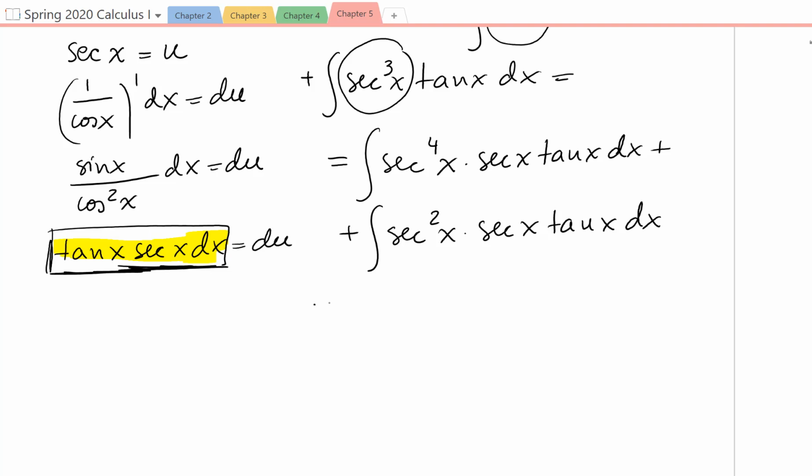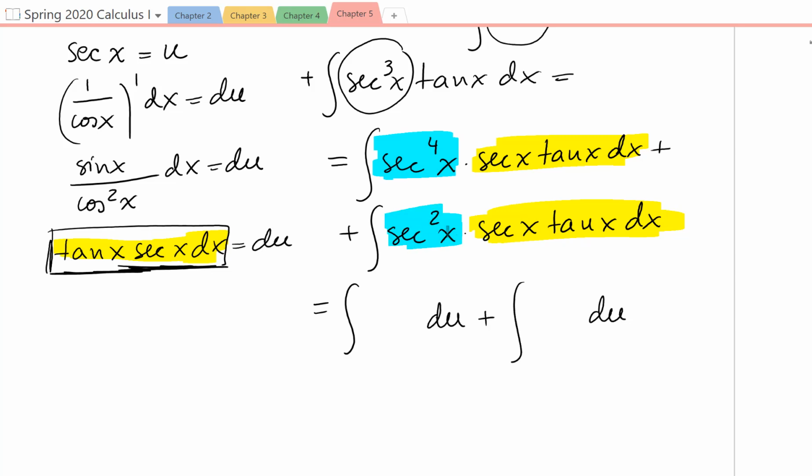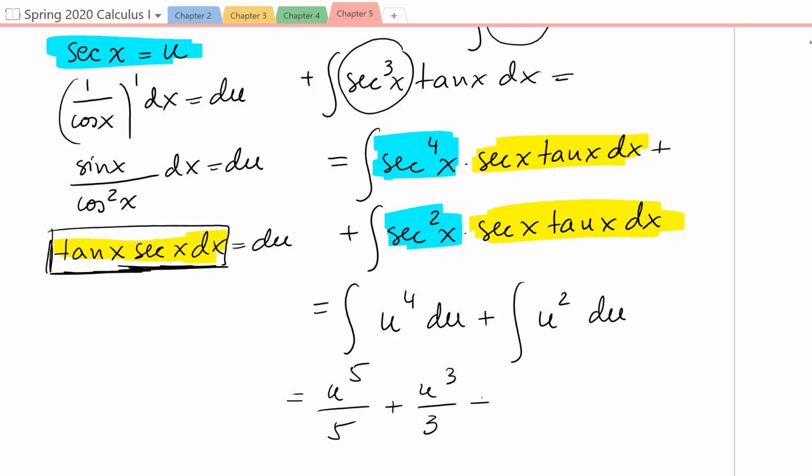So the first one gives us this piece here that I highlighted on both of them. I can just replace it with du, right, on both integrals. Now the question is, what is this one? Secant to the fourth, secant to the second. Well, we use the substitution secant of x equals u. So it's u to the fourth and u to the second. How nice is that? So we get u to the fifth over 5 plus u to the third over 3 plus c.